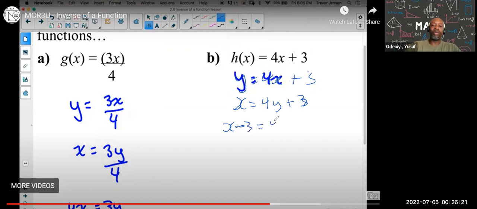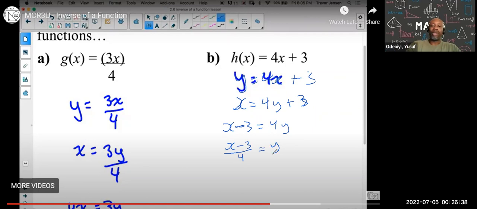is equal to 4y. Now I want to get rid of this 4. That means I have to divide, bring it to that. So I'm going to divide this whole side by 4. So it's going to be x minus 3 divided by 4 is equal to y.